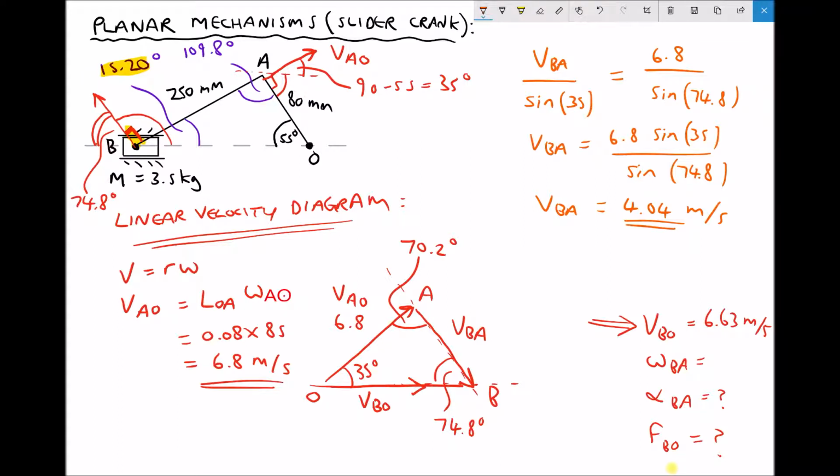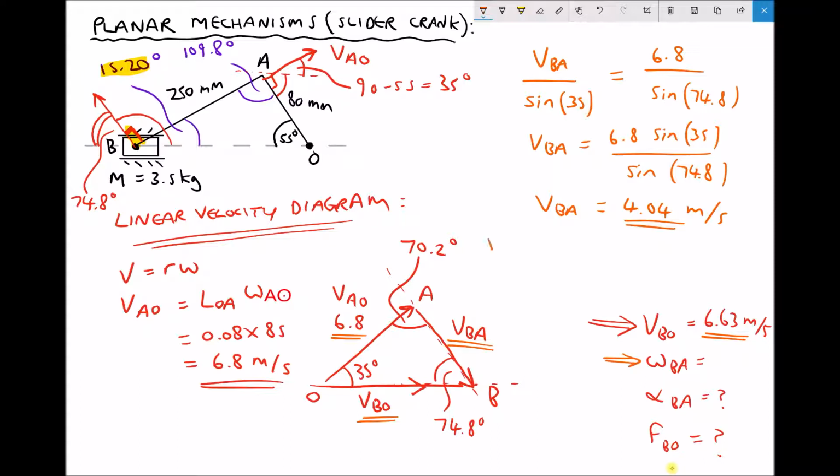So now we've determined all of the parameters from our linear velocity diagram. We had the original velocity of A relative to O as 6.8 meters per second. We have the velocity of B relative to O on the right-hand side, the 6.63. And now we have the velocity of B relative to A of 4.04. But we don't want the linear velocity of B relative to A. We want the angular velocity.